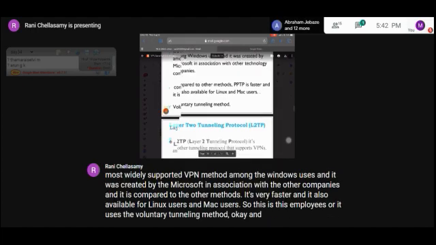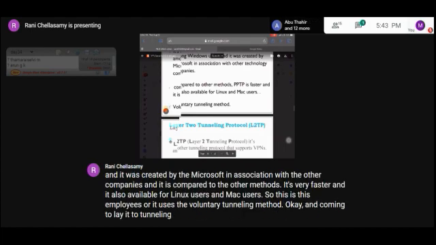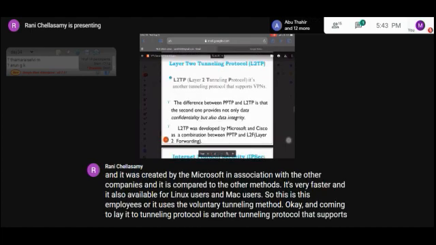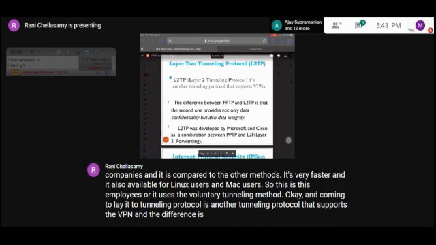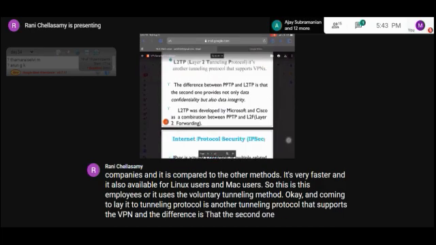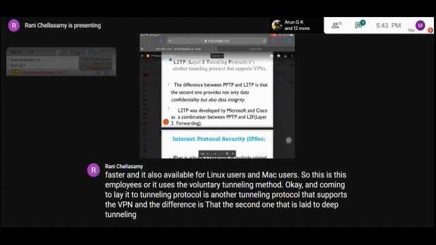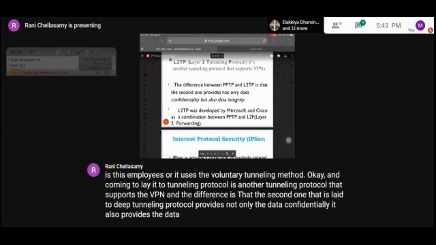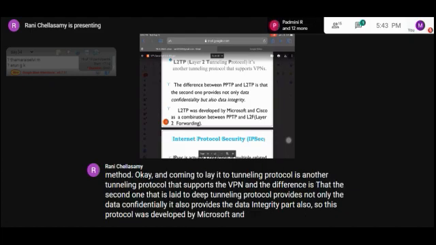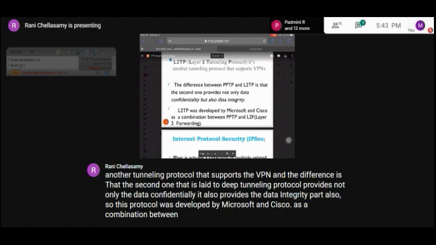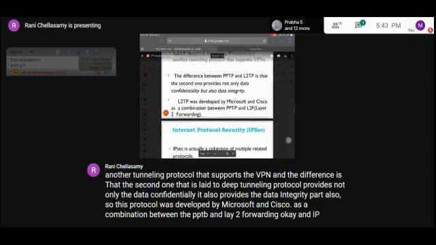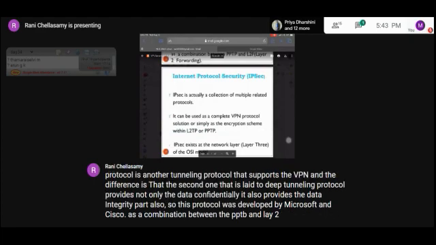Coming on to layer 2 tunneling protocol, it is another tunneling protocol that supports the VPN, and the difference is that layer 2 tunneling protocol provides not only data confidentiality, it also provides data integrity. This protocol was developed by Microsoft and Cisco as a combination of PPTP and layer 2 forwarding.